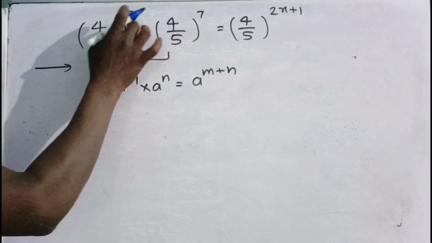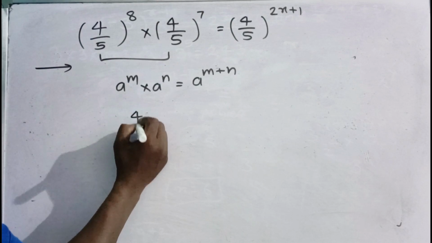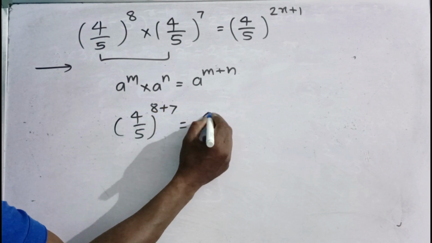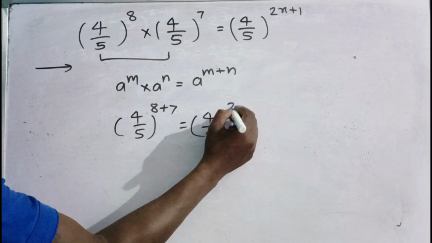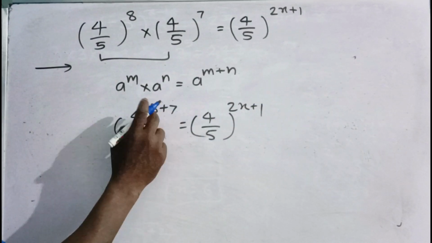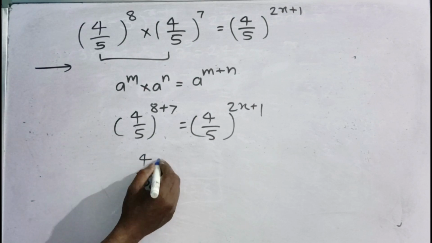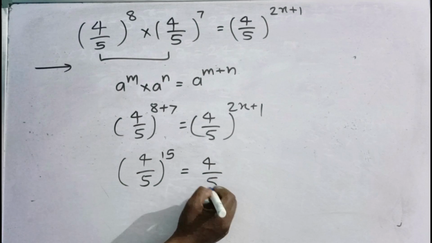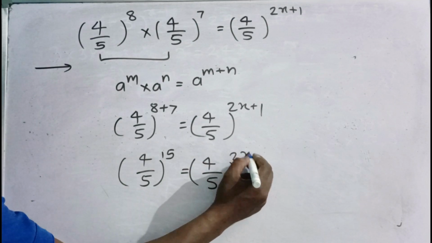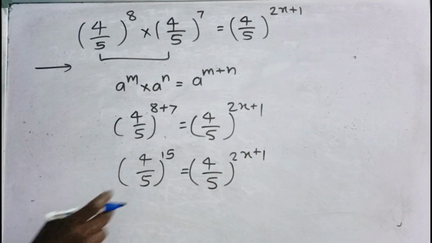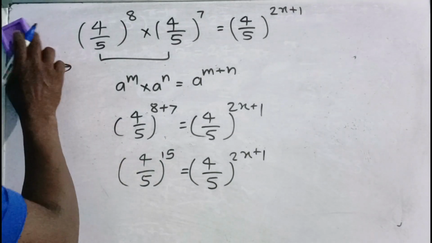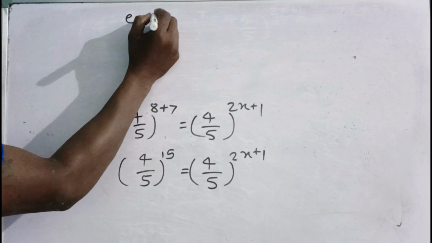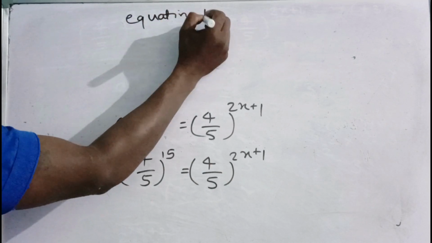If the base is the same, then the powers are added. (4/5)^(8+7) = (4/5)^(2x+1). (4/5)^15 = (4/5)^(2x+1). Base is the same. Now again, equating the power.